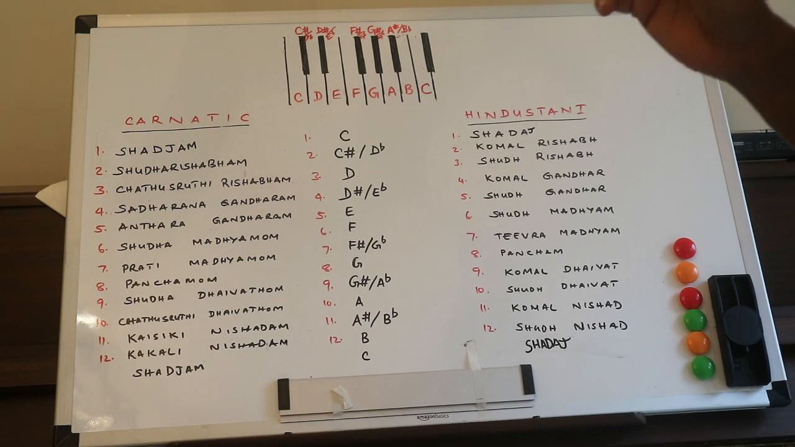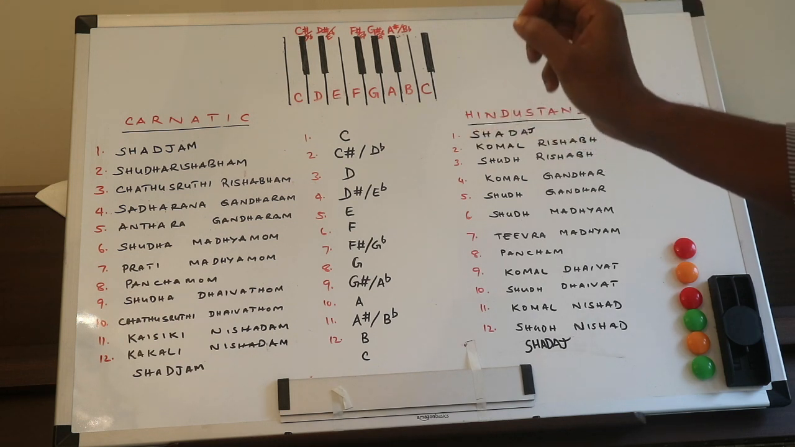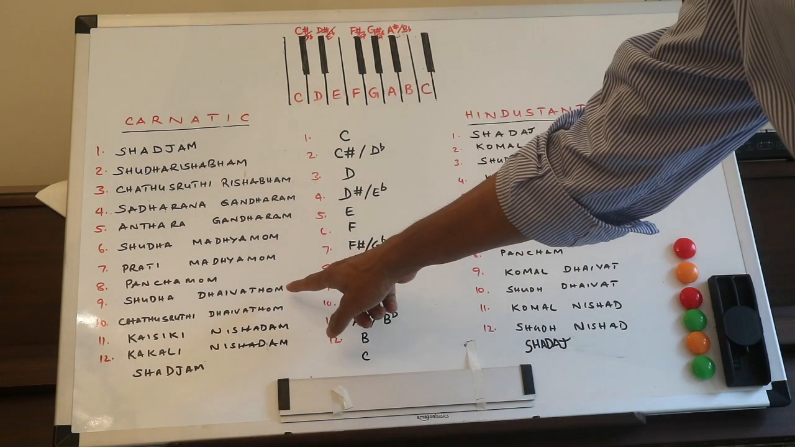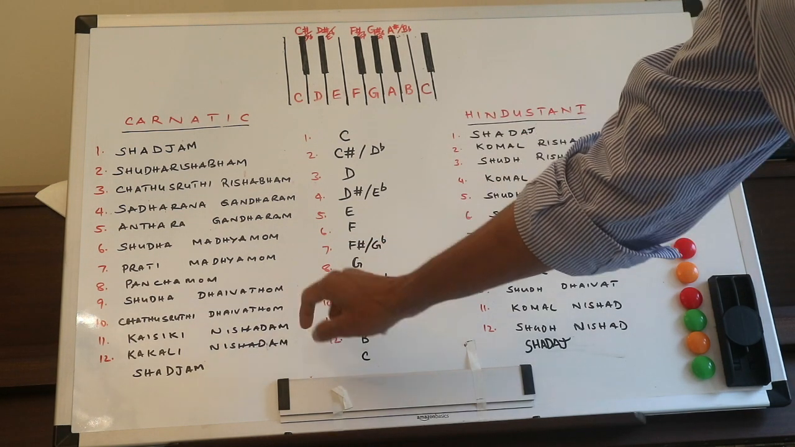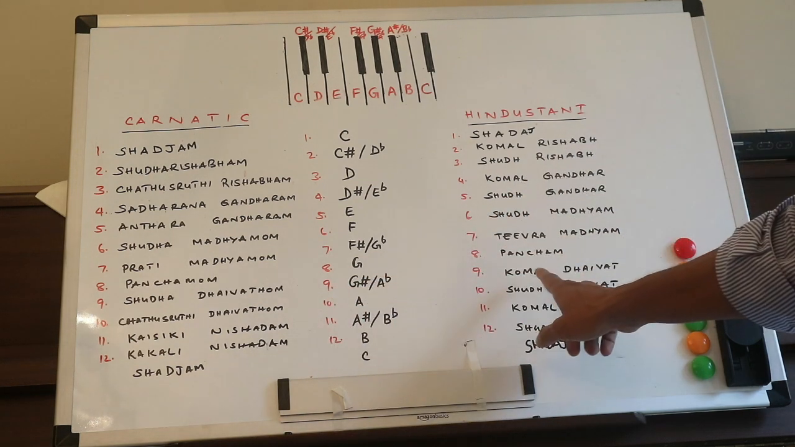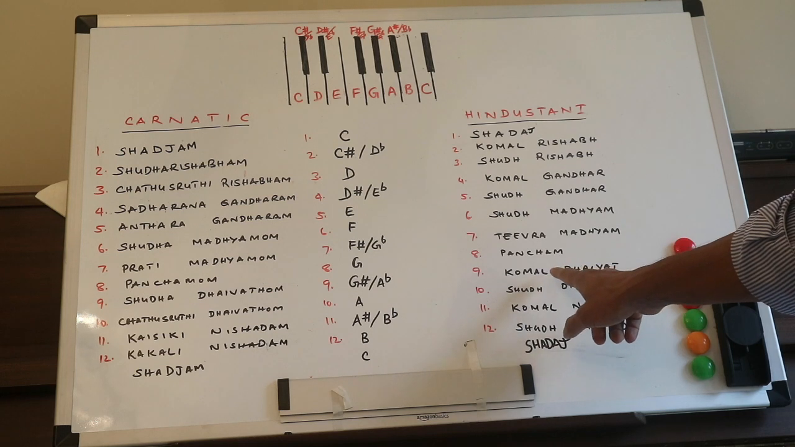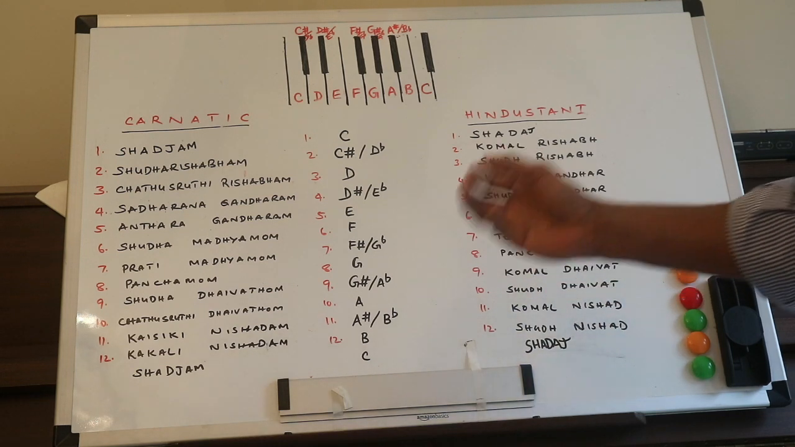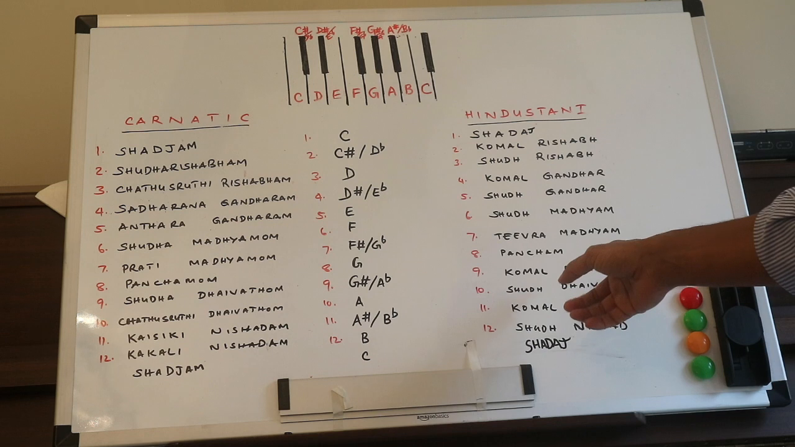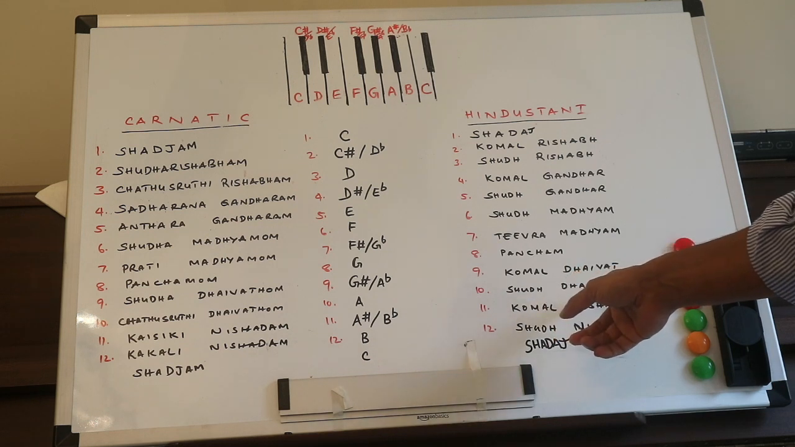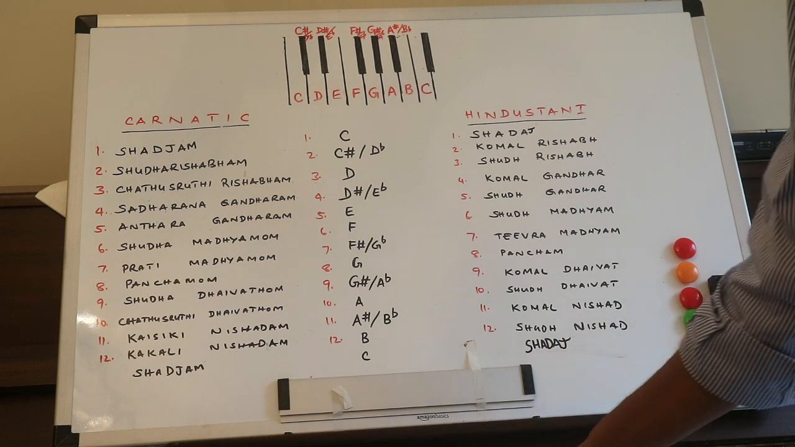Then we have Dhaivatam. Again there are two Dhaivatam. The smaller Dhaivatam is called Shuddha Dhaivatam in Carnatic, and the higher Dhaivatam is called Chatushruti Dhaivatam, and in Hindustani the smaller Dhaivatam is called Komal Dhaivat. As I mentioned, all these smaller notes are called Komal, and the higher note is called Shuddha Dhaivat. And finally we come to the Nishadam.